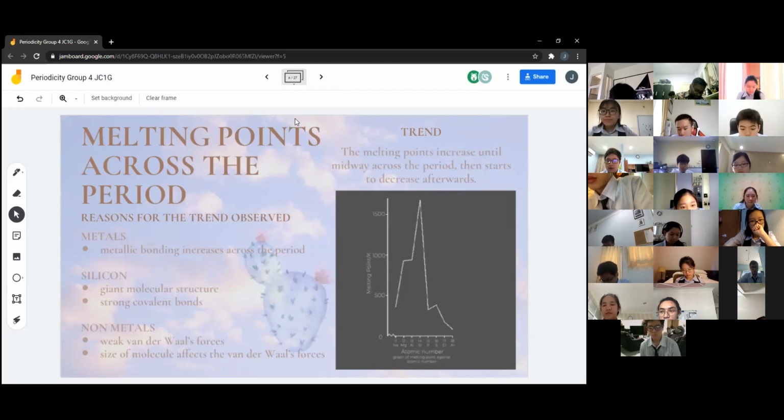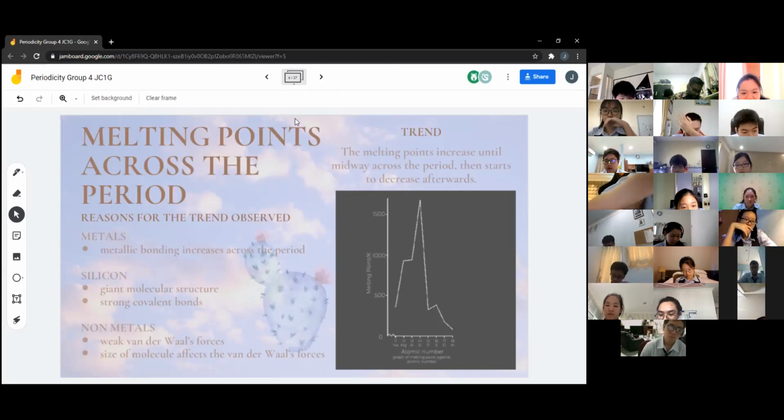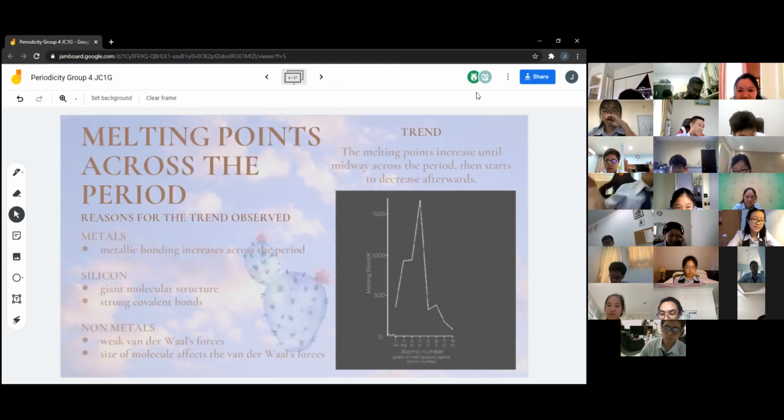The larger amount of electrons will also let it have a higher electrical conductivity as more electrons will be able to drift through the structure. This will allow it to have a stronger metallic bonding between the nucleus of the metal and the sea of delocalized electrons. Silicon has a higher melting point as it has a giant molecular structure, and it has a high melting and boiling point due to strong covalent bonds between the atoms of the element.